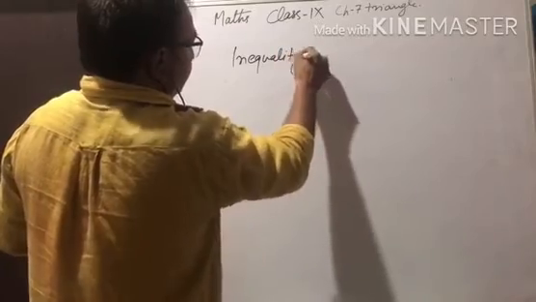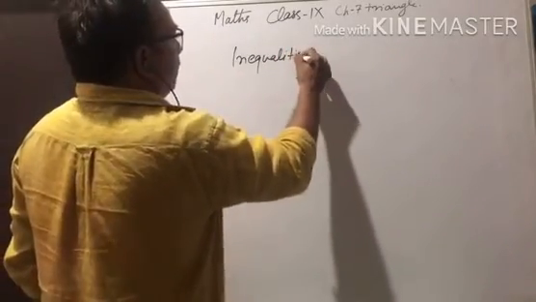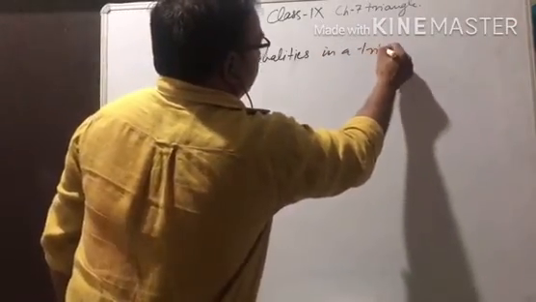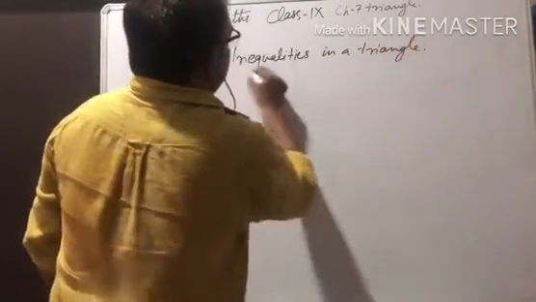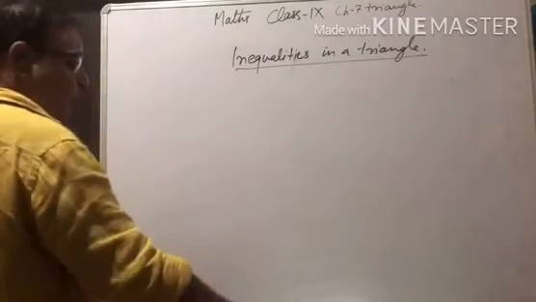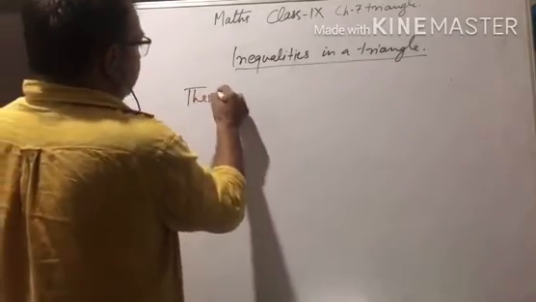Inequalities in a triangle. Inequality in a triangle. So there are two theorems. The first is theorem 7.6.